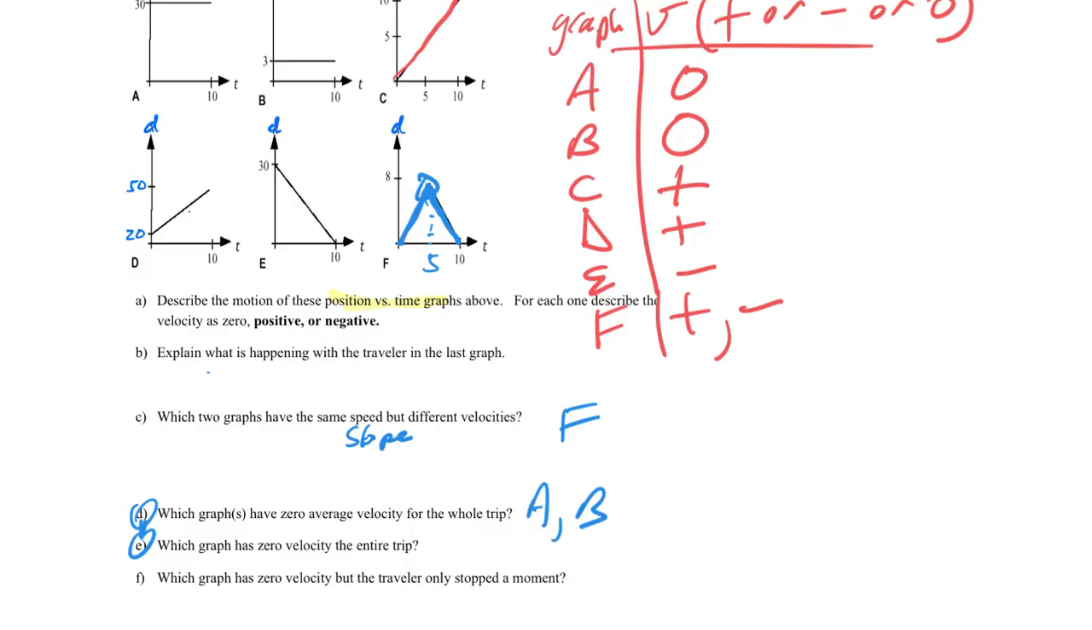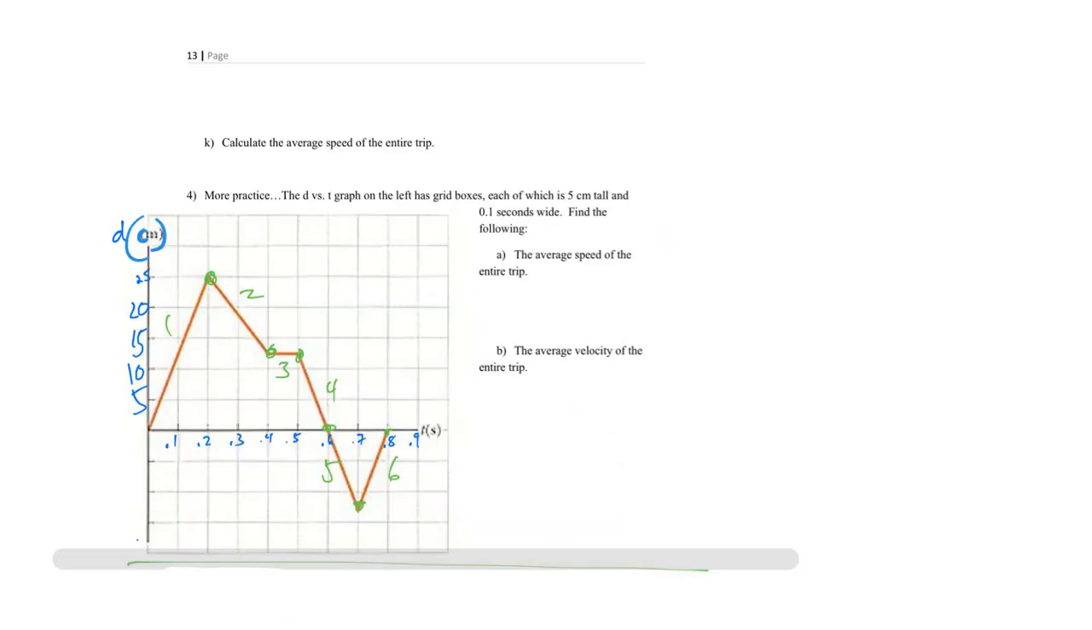Which graph has the traveler only stopping for a moment? That would be letter F, because you had positive velocity and then you had to turn around. If you're going forward and then you reverse, you have to stop for a moment. So that'd be letter F.